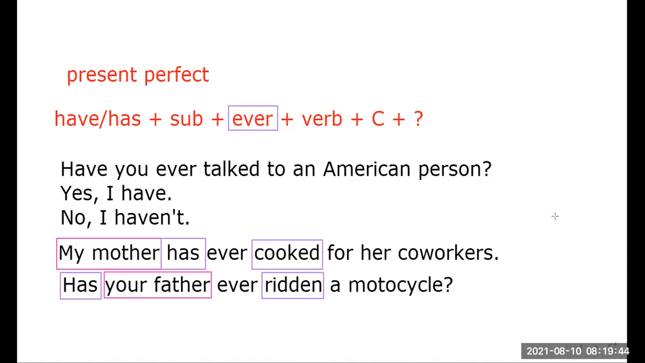Catherine, it has to use ever. One sentence using ever and one sentence using never. I have ever gone to the supermarket with my mom. I have never eaten sushi. Okay, very good job.